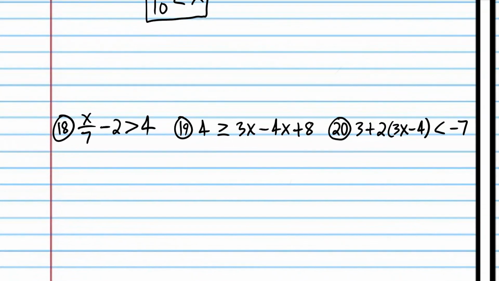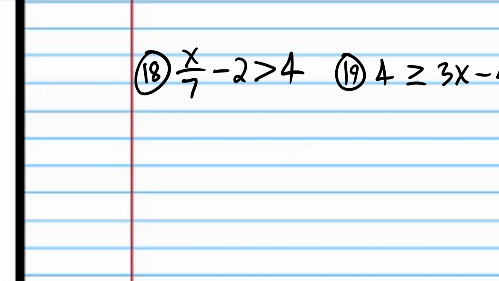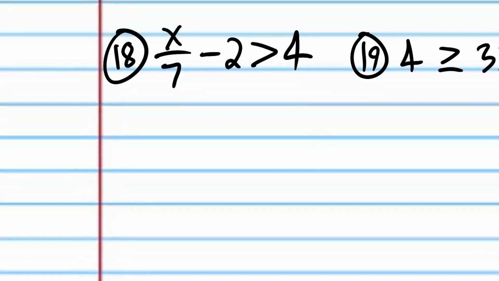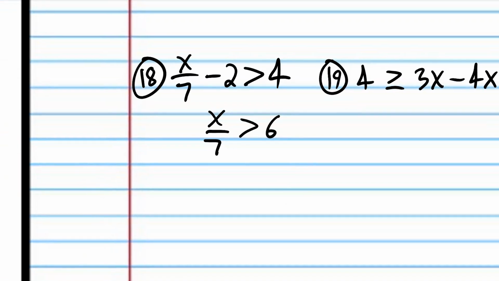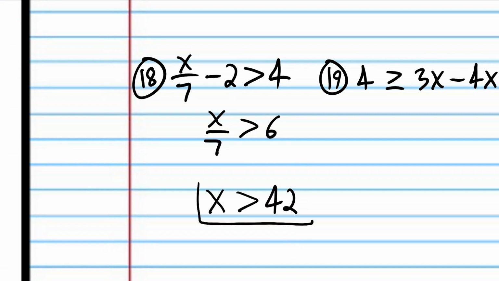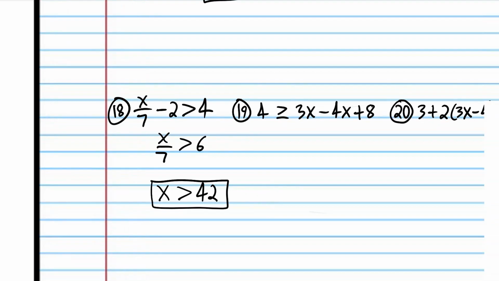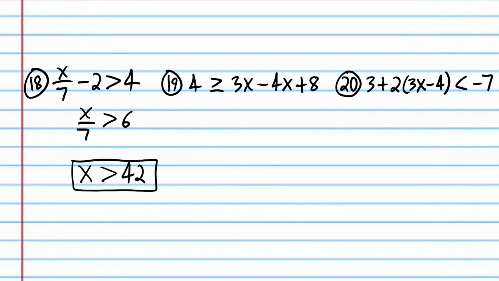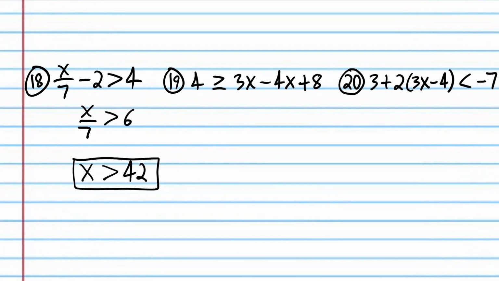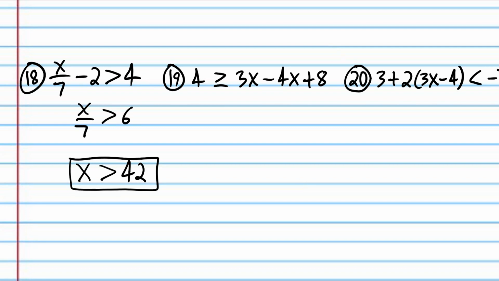All right, go ahead and try number 18, and when you come back, we'll do it together. All right, we're back. I'm going to add 2 to both sides. Then I'm going to multiply both sides by 7. And that's the answer. So if you got that answer, good job. Go ahead and try number 19. And when you come back, we'll do it together. All right, we're back.